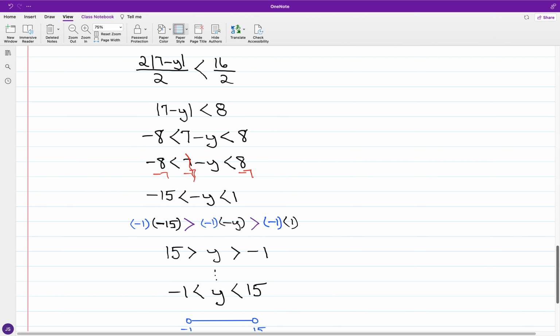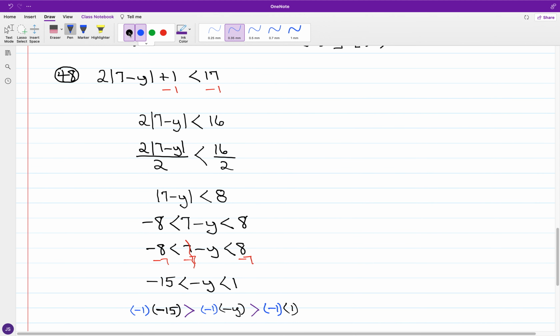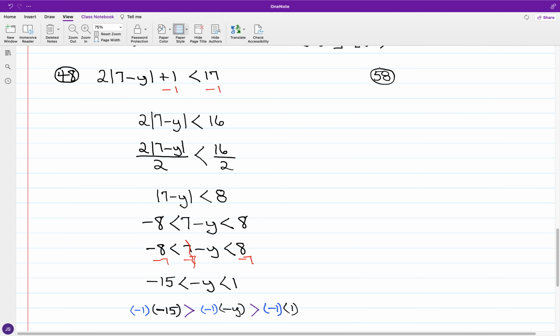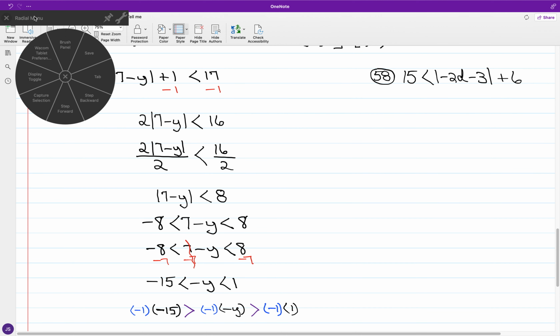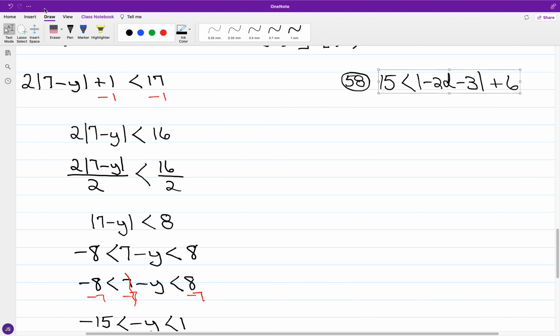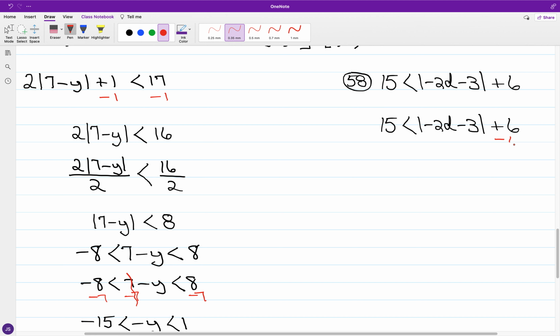Now, if we have, say, in the case of number 58, this time we're going from solving for y to solving for d, and in this setup we had that 15 is less than the absolute value of -2d minus 3, followed by the addition of 6. So just looking at what we have here, I'm just going to duplicate this. I have the absolute value term on the right. Now I'm going to isolate this upon taking 6 away from both sides.